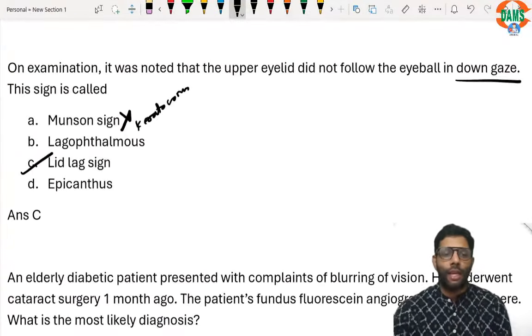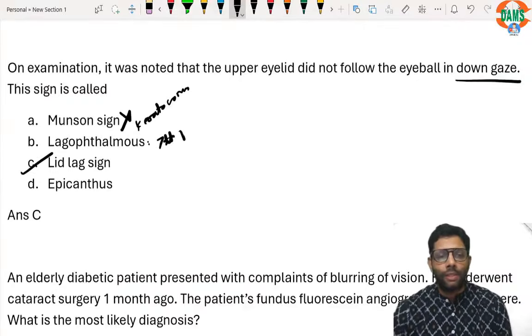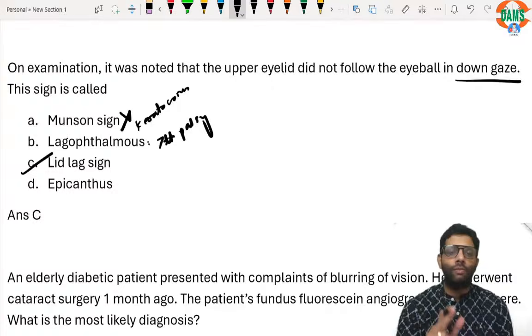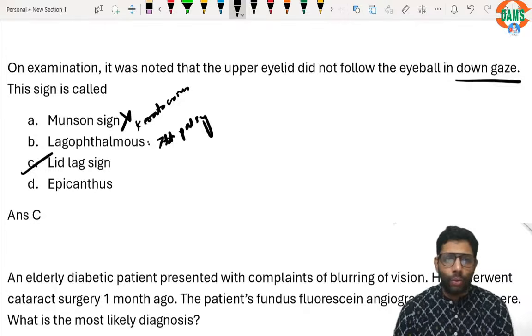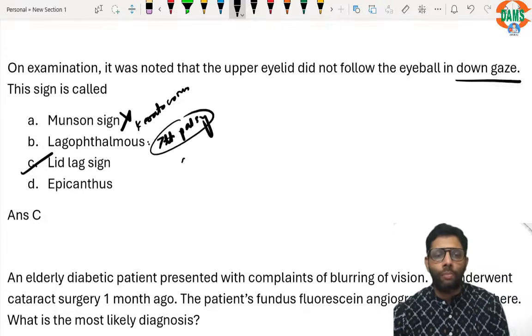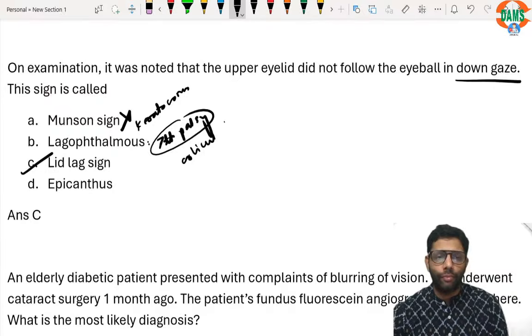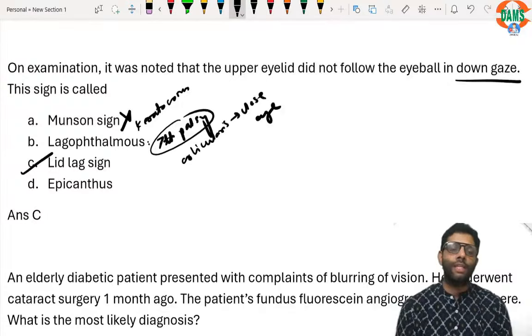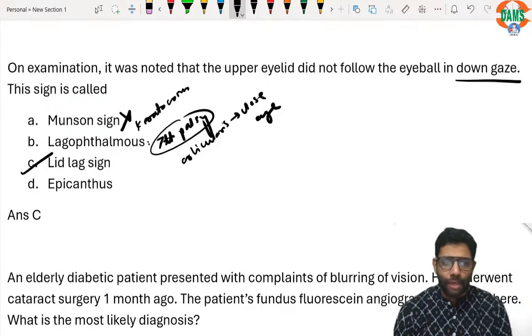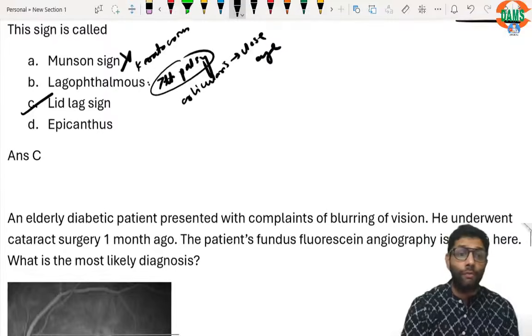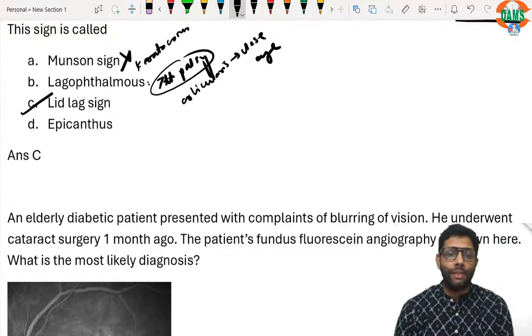What is lagophthalmos? Lagophthalmos is seen in seventh nerve palsy, Bell's palsy. That is inability of the eye to close in primary gaze because of orbicularis weakness. Orbicularis muscle closes the eyes. So the patient is not able to close eyes in primary gaze. And epicanthus is the extra fold of skin coming from the upper eyelid. That is the one liner. Epicanthus can come from the lower eyelid also. Then it is known as epicanthus inversus.